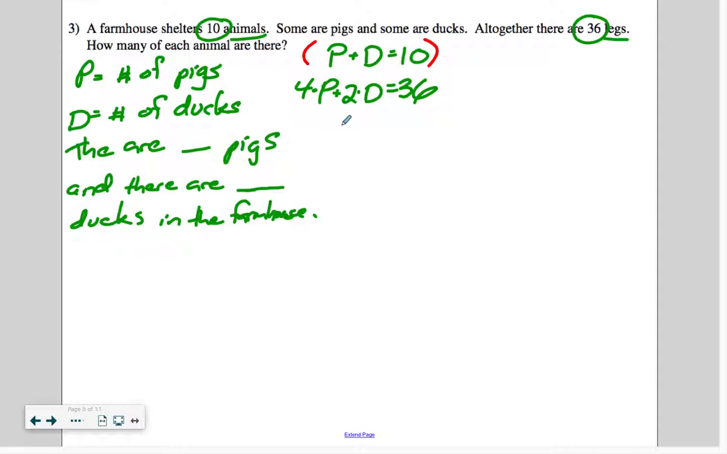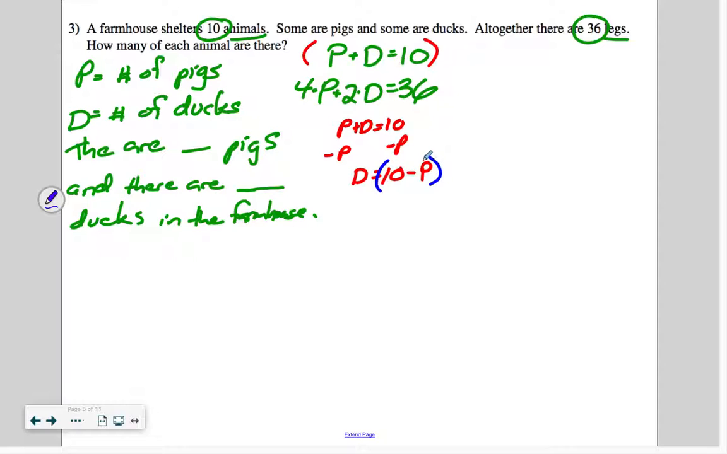So I'm going to take this top equation, p plus d equals 10. I'm going to solve for d in this case. So I'm going to subtract p from each side. So the number of ducks equals 10 minus p. 10 minus the number of pigs. And that makes sense. Like if there's 6 pigs, plug in 6 for p, that means there's 4 ducks. Yeah, that adds up to 10 and it works out. It's truthful in this.